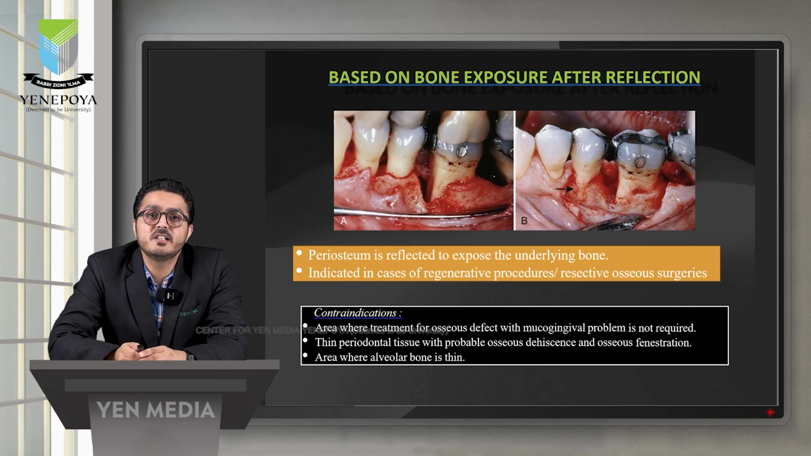Contraindications are areas where the treatment of osseous defect or mucogingival problem is not required. A thin periodontal tissue also is contraindicated for this type of flap because it may end up causing osseous fenestration. Also, in areas where the alveolar bone is thin, we will avoid using this kind of flap.